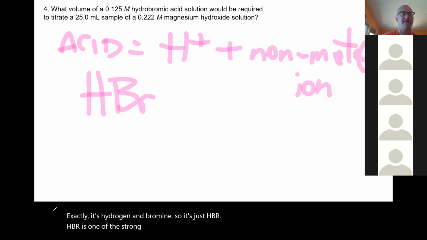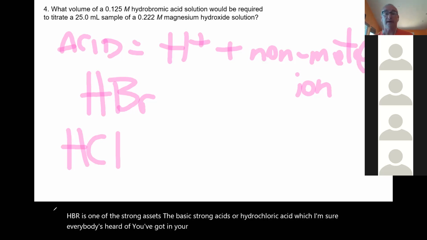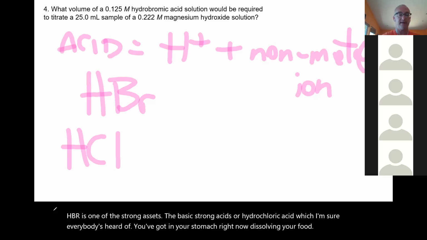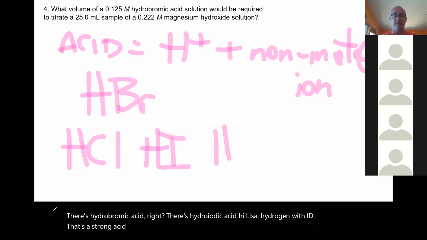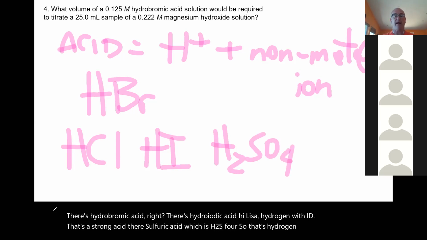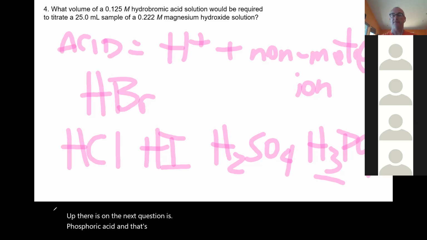The basic strong acids are hydrochloric acid, which I'm sure everybody's heard of. You've got it in your stomach right now, dissolving your food. There's hydrobromic acid right there. There's hydroiodic acid, HI, so hydrogen with iodine. That's a strong acid. There's sulfuric acid, which is H2SO4, so that's hydrogen plus sulfate. On the next question there is phosphoric acid, and that's 3 hydrogens with phosphate.